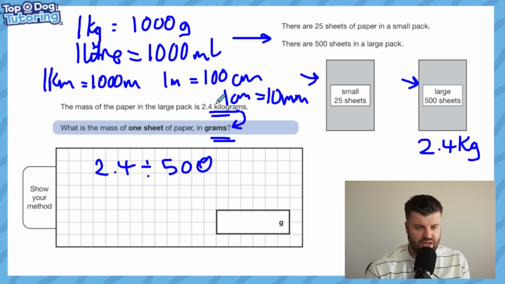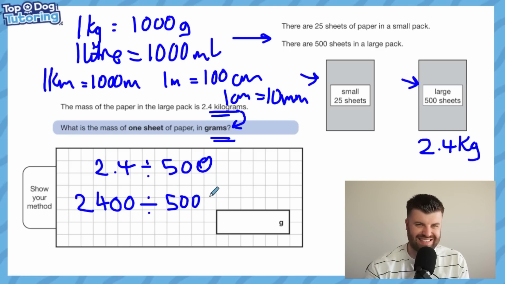So 1 kilogram is 1,000. 2 kilograms would be 2,000, and then I've still got the 0.4 for 400. And what we're doing here now is 2,400 divided by 500. Now again, still in this question, you might be thinking, I can't count in 500s up to 2,400. That doesn't work. I go to 2,000, then I go to 2,500. Okay, there's a few ways we can do this. You can look at 2,400 and 500 and cancel both sides by 100. And you end up with 24 divided by 5.